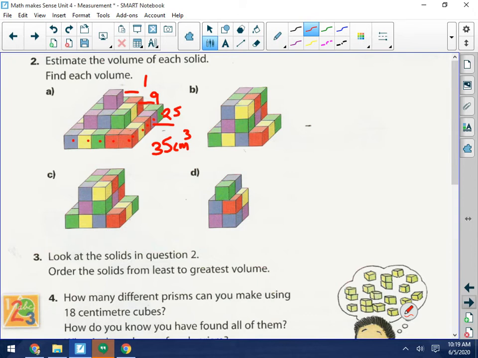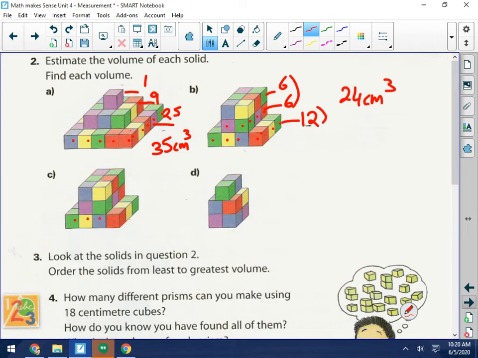This one has a bottom layer, 1, 2, 3, 1, 2, 3, 4. So a bottom layer of 12. Then 1, 2, 3, 1, 2. So this has 6, and this has 6. I'll just add them all together. So it's basically 12 plus 12. So that one has a volume of 24 cubic centimeters.